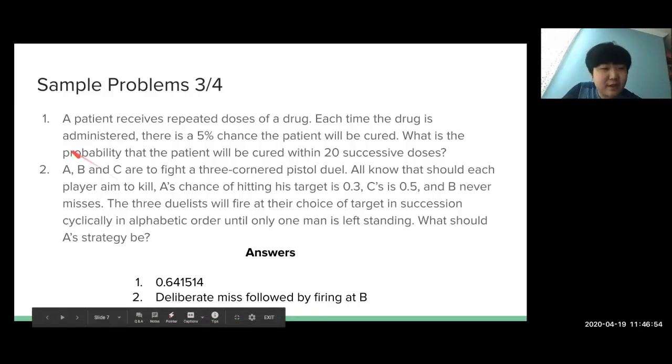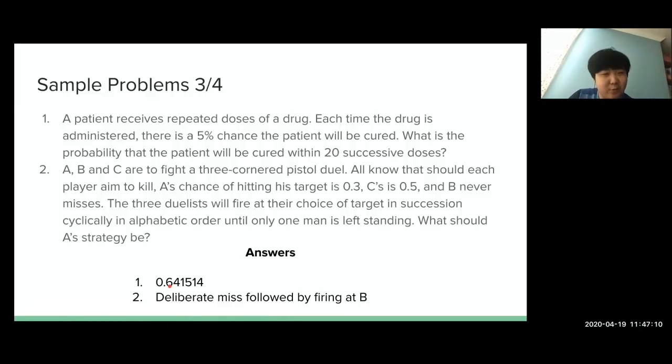Meanwhile, obviously, the answer to the first problem, if you punch the numbers into your calculator, it should have been something like 0.641514. Therefore, the patient approximately has a 64.2% chance of success, which is not terrible.